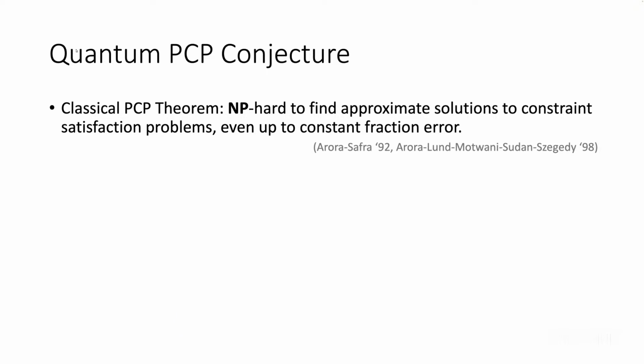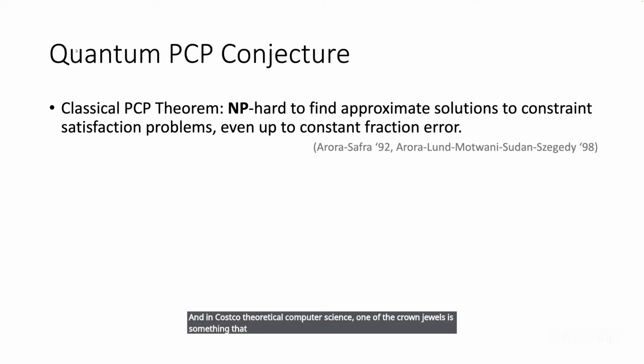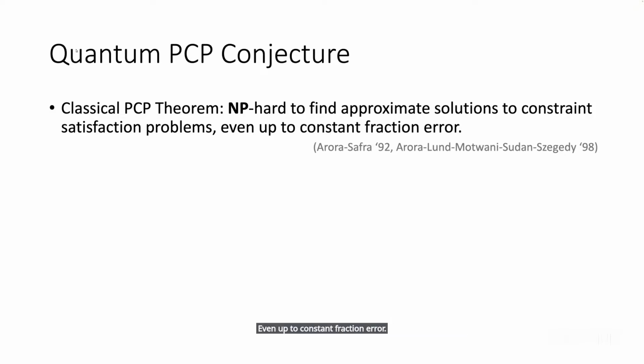In classical theoretical computer science, one of the crown jewels is something known as the classical PCP theorem, which says that not only is it NP hard to solve a lot of constraint satisfaction problems exactly, it's NP hard even to find approximate solutions, even up to constant fraction error. A wonderful result, with lots of downstream consequences.